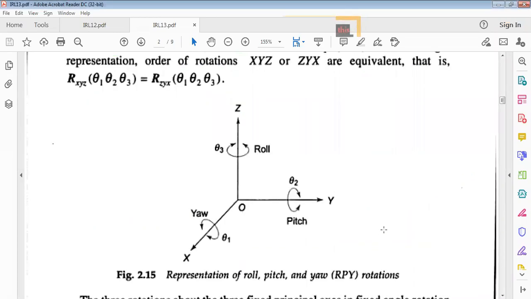So now let us compare those rotations about the y-axis and the other axes, theta 1, theta 2, theta 3, with wrist motions, which are yaw, pitch, roll.